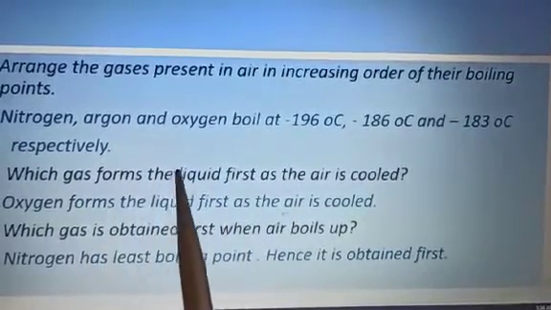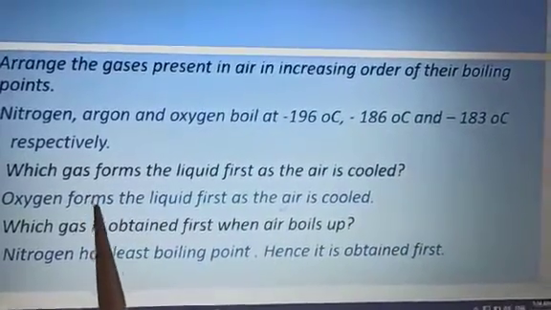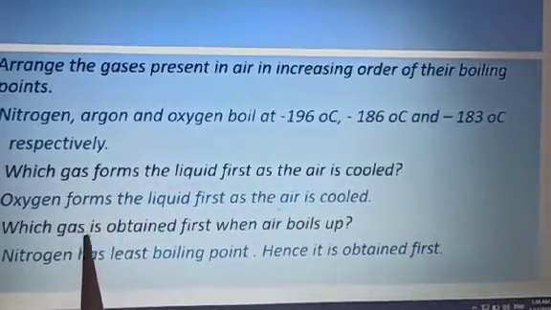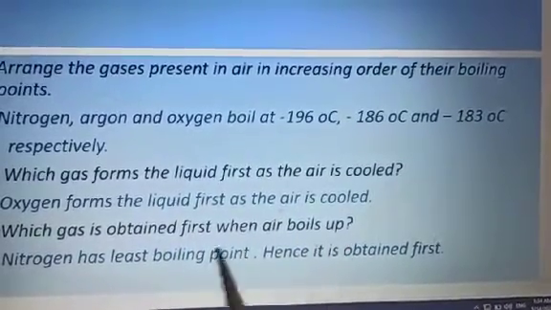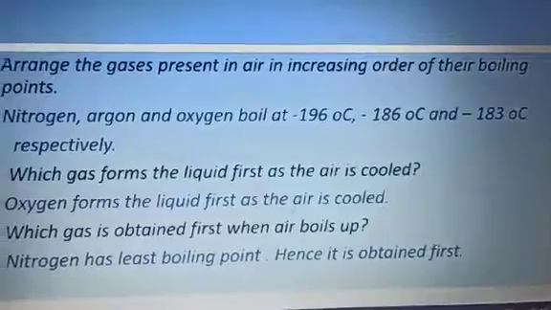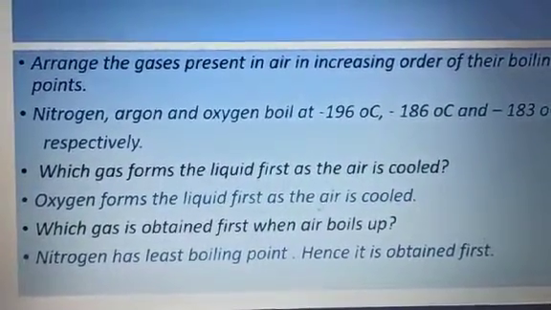Which gas forms the liquid first as the air is cooled? That is oxygen. Which gas is obtained first when air boils up? That is nitrogen, because nitrogen has the least boiling point, hence it is obtained first.